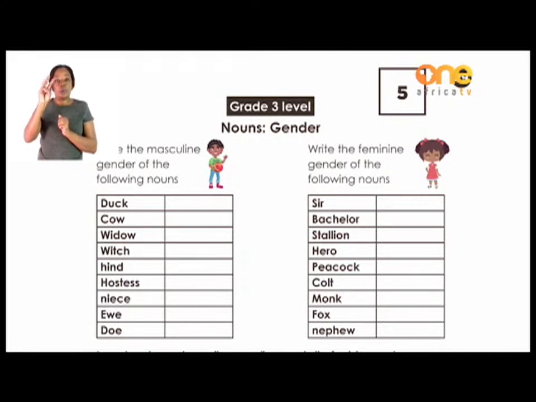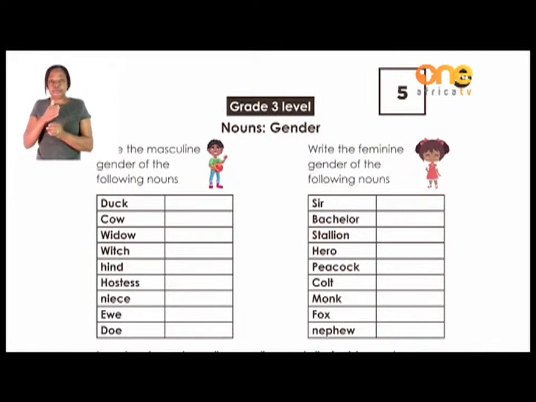So I also want you to finish up the others. A witch, a hind, hostess, miss, and a doe. Can you please find for me the boy side and finish it out? How do we call this side of the gender?